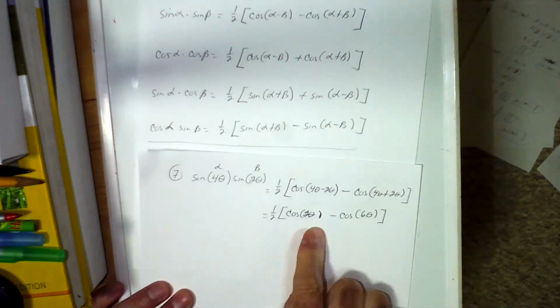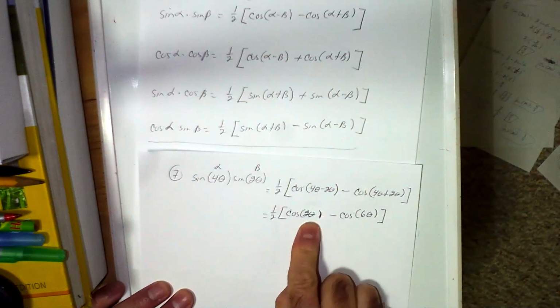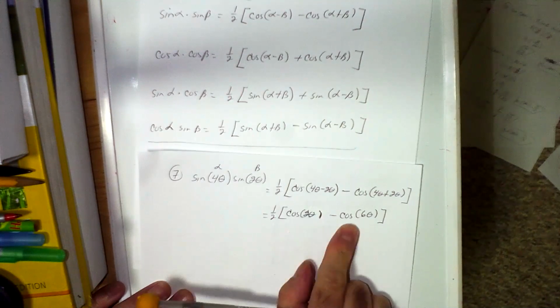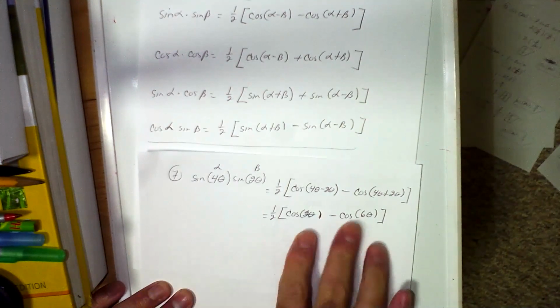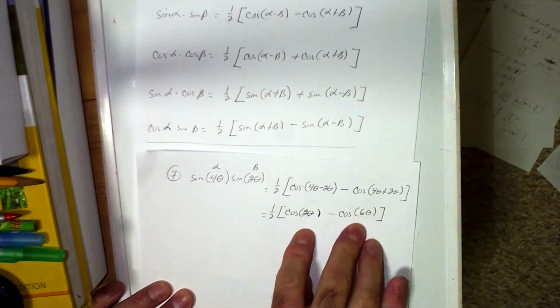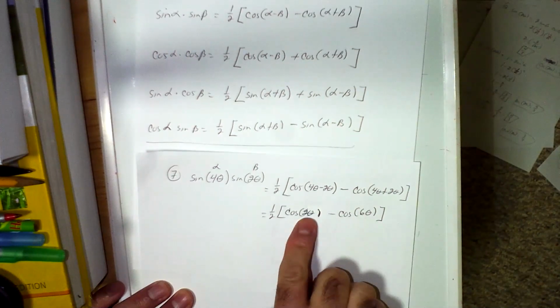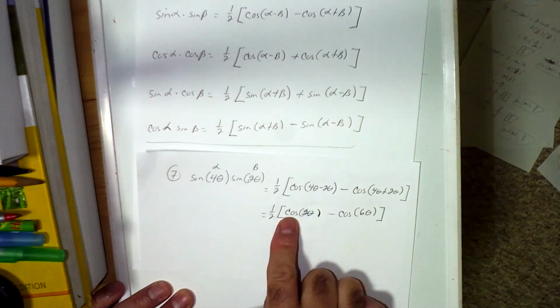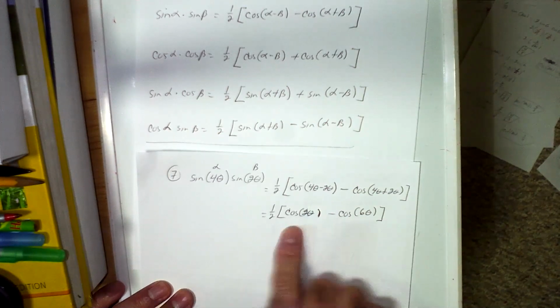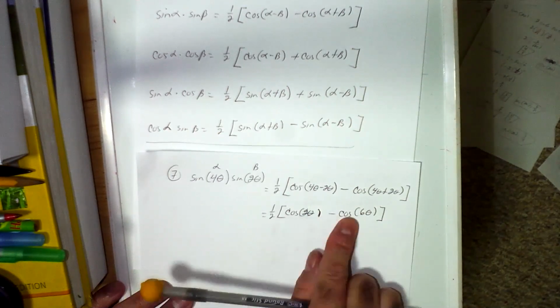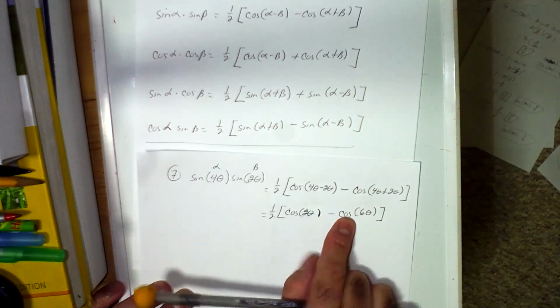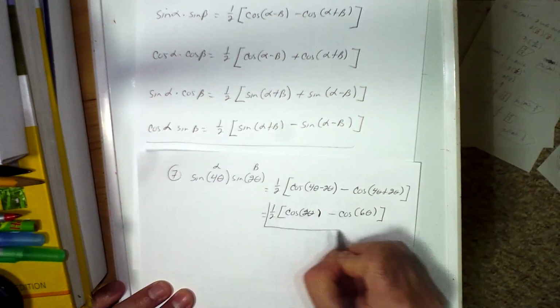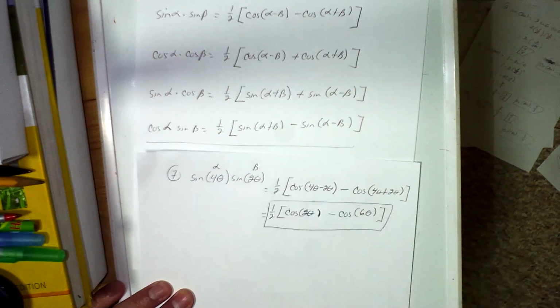And we can't combine them because they have different variables. This has 2 theta, this has 6 theta, so you cannot combine them. The only way you can combine them is if they both had cosine 2 theta, or they both had cosine 6 theta. Then you can combine them, but here you cannot. They're different angles. So that's our answer. Okay.